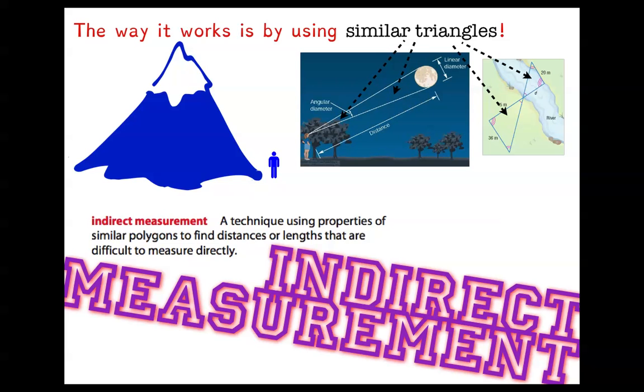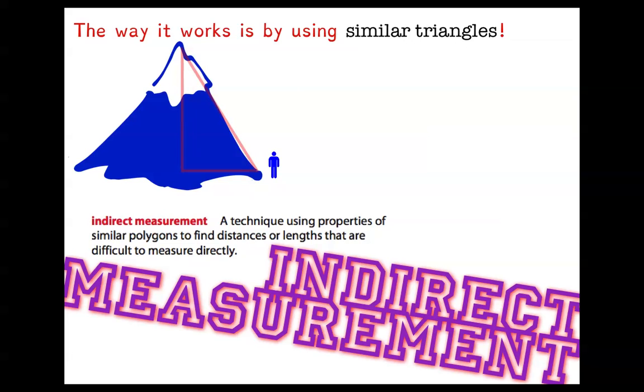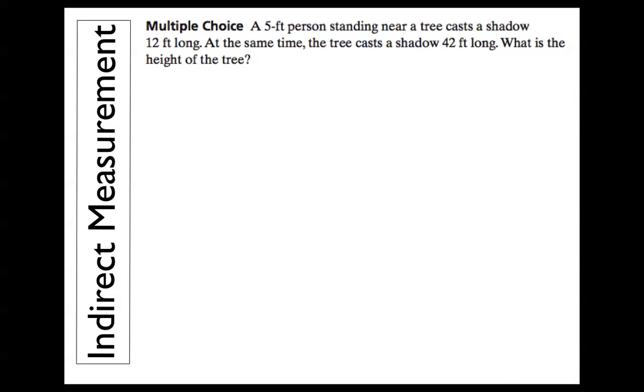So how does this work? The way it works is by using similar triangles, or some other kind of similar shape, but it's usually triangles. So here's how it would look with the mountain. If you want to know how tall the mountain is, we could make a triangle to represent the mountain. Now, we can't measure all the parts of that triangle, but we could make a similar triangle that is a size that's measurable by us. And if we know the size of the smaller triangle, then we can use the properties of similar triangles to help us understand the measurements of the larger triangle. Indirect measurement.